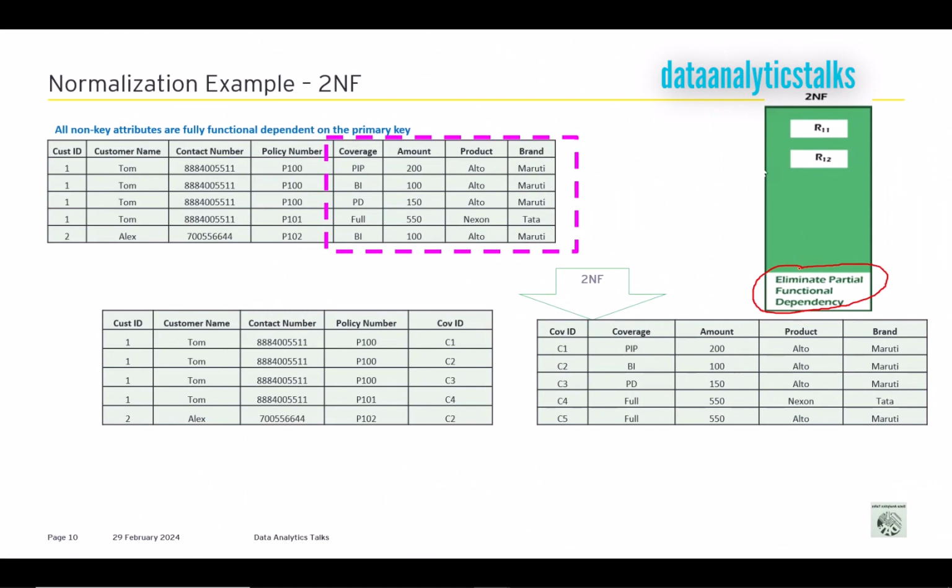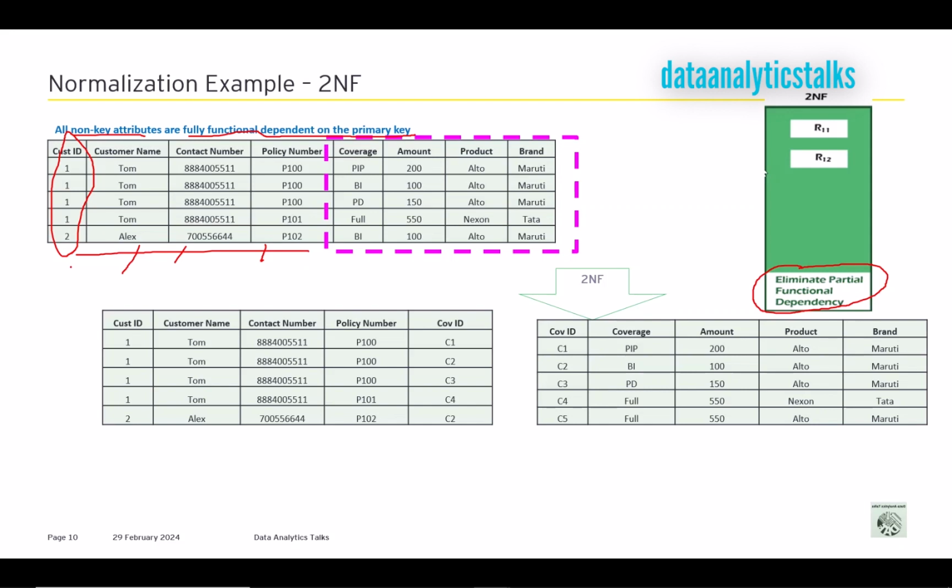So what we will do is retain only the non-key attributes which are fully functionally dependent on the primary key in the main table. Here you can see that all these attributes, like the customer ID, customer name, contact number, policy number, are fully dependent on the primary key. This customer ID is a primary key, and the others are non-key attributes, fully dependent on the customer.